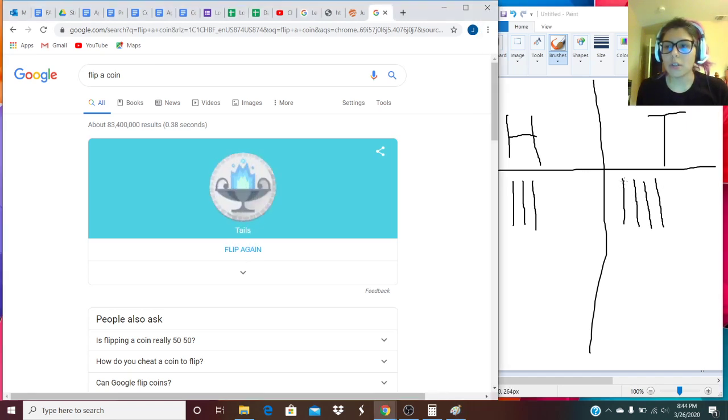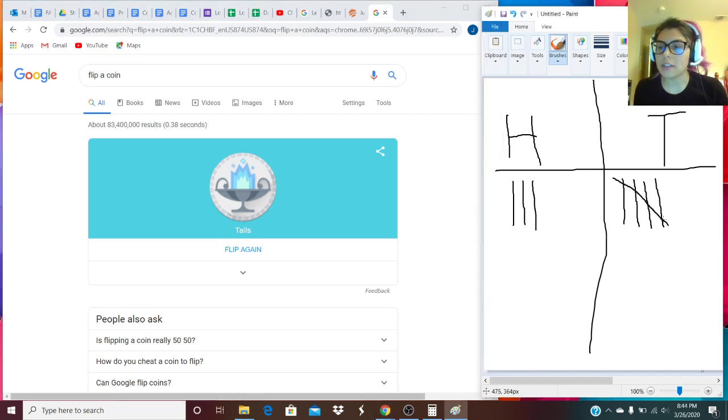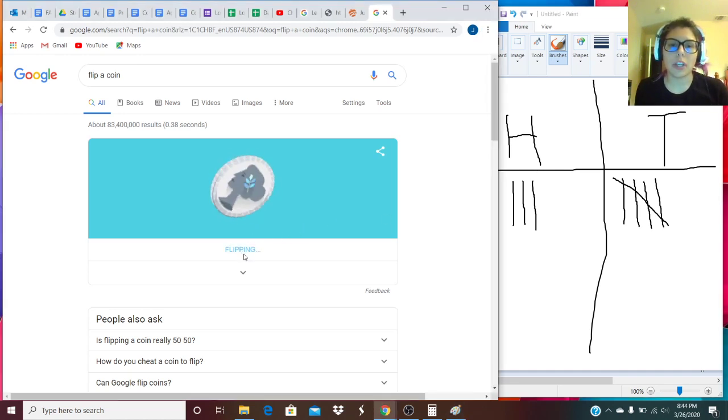Tails again. So when we get to 5, we're not going to do another tick here. When you have 5 for tick marks or tally marks, you're going to do a slash right down the center. So 1, 2, 3, 4, and then 5 is going to be the slash. So this whole thing represents 5. So far we have 5 for tails and 3 for heads. So that's 8 flips. So we need to flip 2 more times.